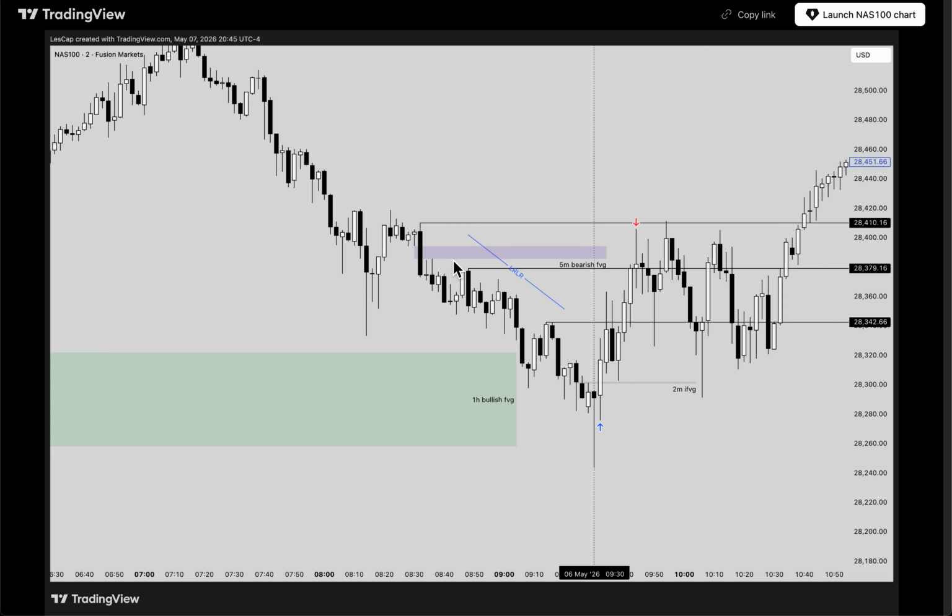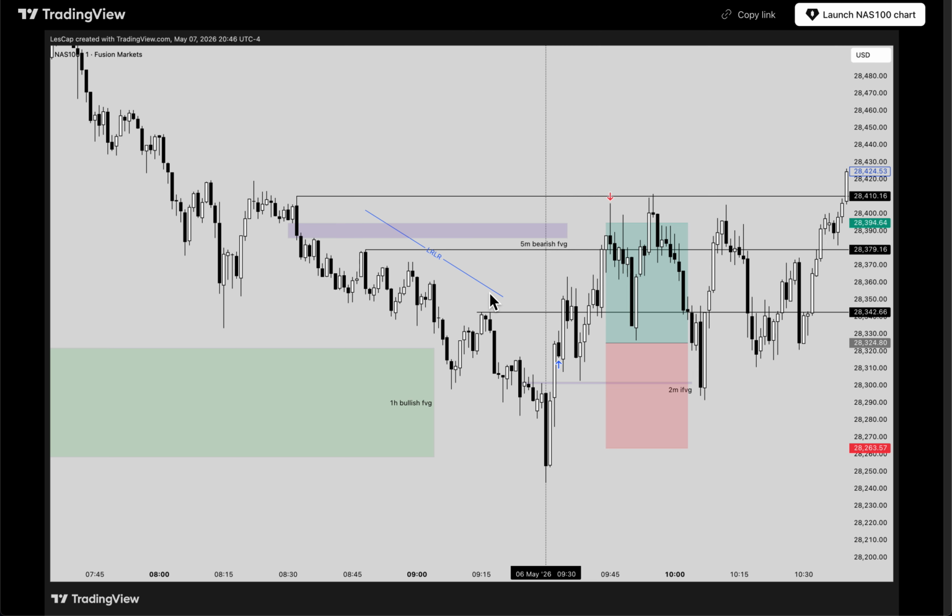And I actually closed my trade here at the 5 minute bearish fair value gap. I actually executed it on the 1 minute time frame. So on the 1 minute time frame, this is where I entered. So we can see on the 1 minute, price actually closed above the 2 minute inverse fair value gap, right?